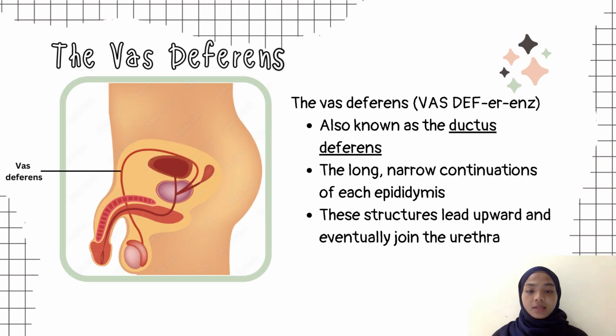So the first one is the vas deferens, also known as the ductus deferens. From the diagram, you can see that it is the long and narrow continuation of each epididymis, and the structures will lead upward and eventually join the urethra. The major function of the vas deferens is to transport the sperm for reproduction, and as we know, the vas deferens is a major component in the male reproductive system.